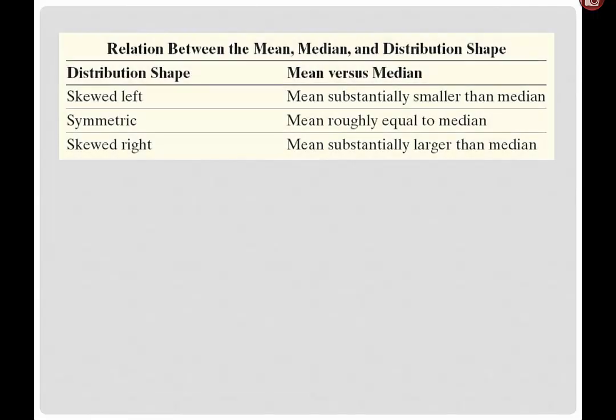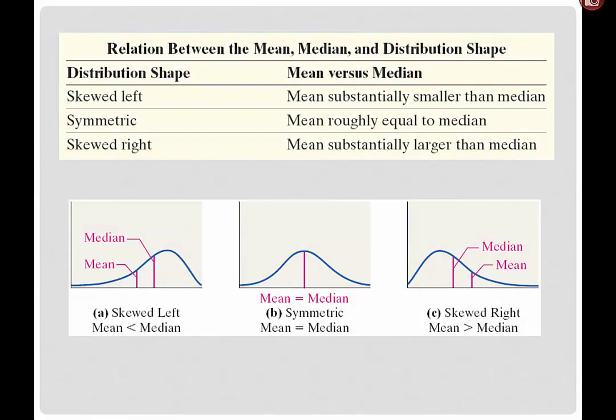Now let's take a look at the relationship between mean, median, and distribution shape. So if you have a set of data that's skewed to the left, then your mean is going to be substantially smaller than your median, okay? Your median is going to have a higher number of frequencies. If you have a symmetric distribution, then your mean and median are roughly the same. And if your distribution is skewed to the right, then your mean is going to be substantially larger than your median.